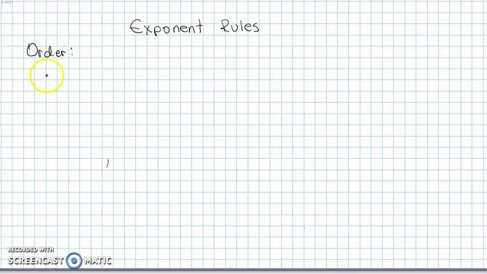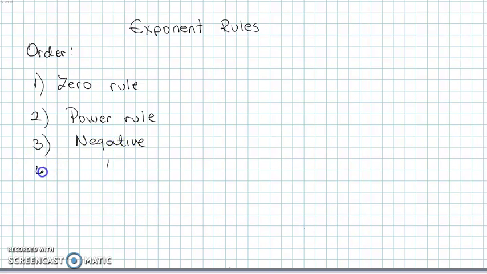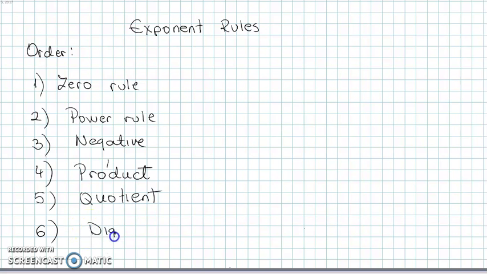I will first write all the rules and then I will give you each rule separately. So first apply zero rule, then power rule, then the rule with the negative exponent, then product rule, quotient rule, and the last thing that you will do, I call it work with digits. So now I'm going to give you each rule and one example.